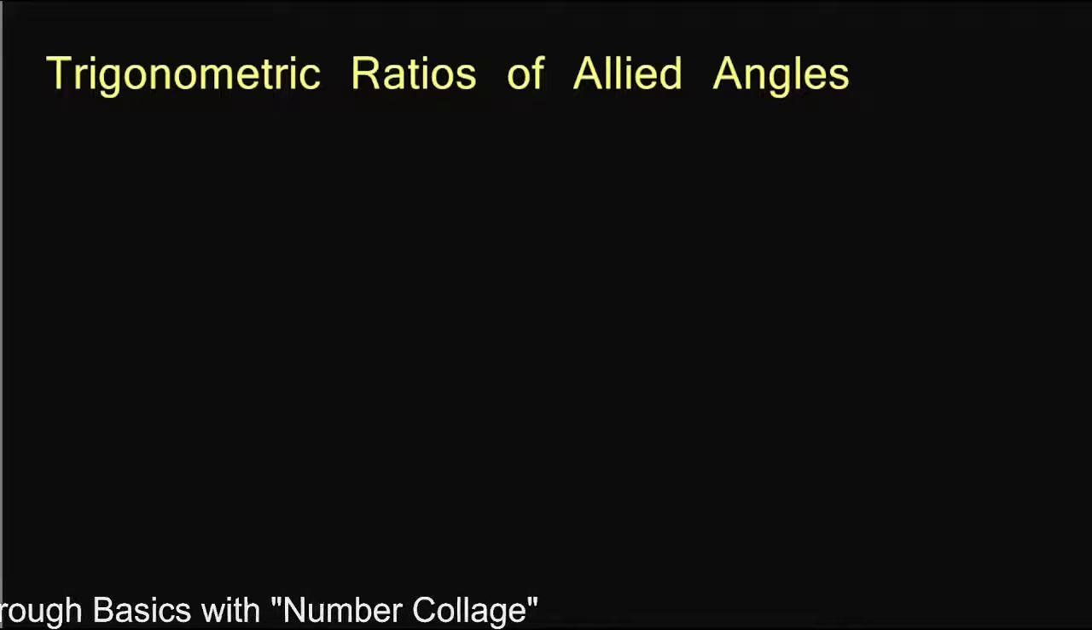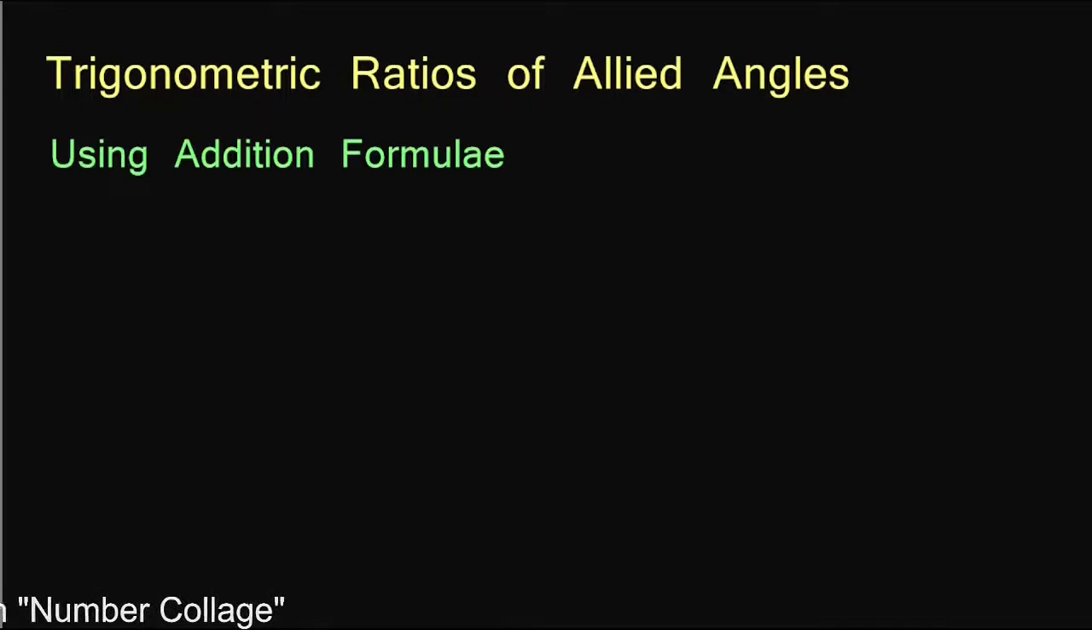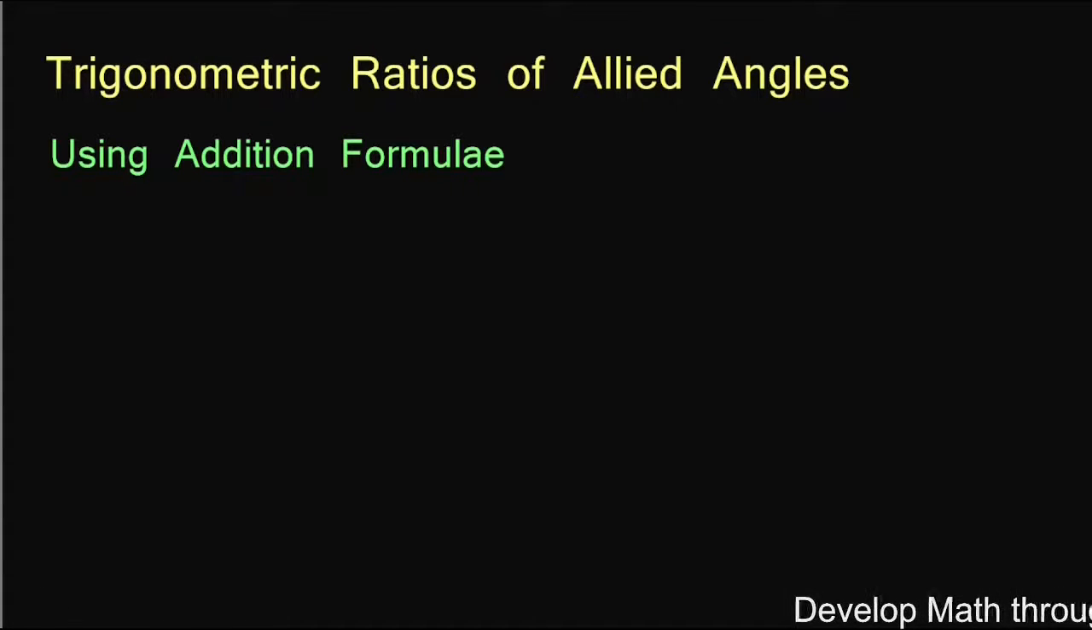In this video, we will discuss trigonometric ratios of allied angles. This can be done in two ways. First, by using addition formulae, and there is another method, a shortcut method, which we will discuss later on. So first, using addition formulae.